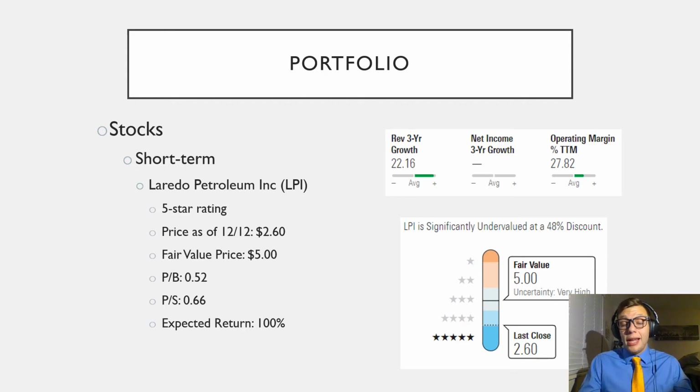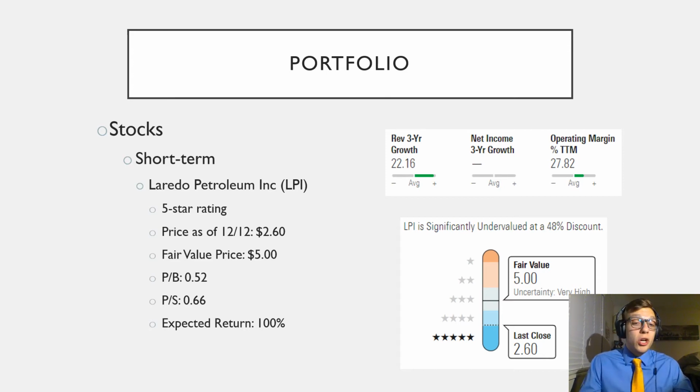LPI, as known by its ticker name, has a 5-star rating according to Morningstar, and the price as of 12/12, which is today, the most recent close was $2.60, but according to Morningstar, the fair value price is $5. So that shows tremendous upside and potential gain in the short term to reach that fair value price.